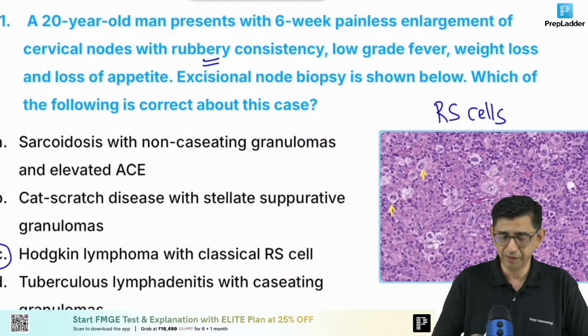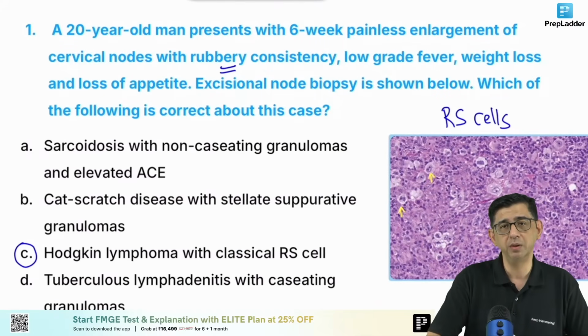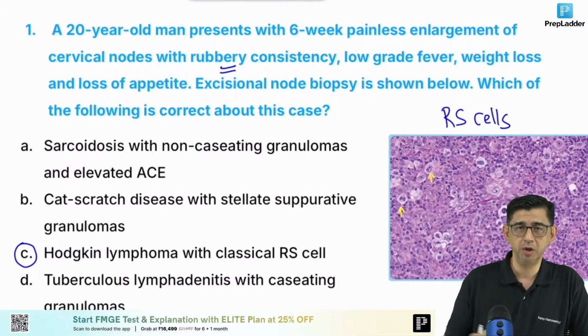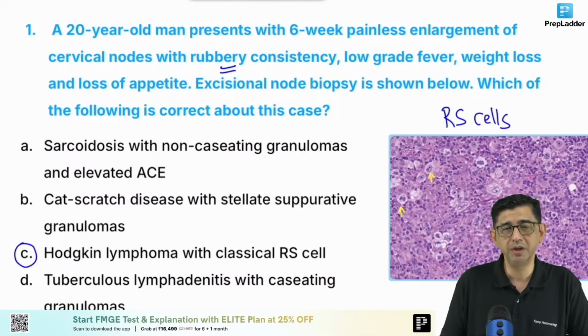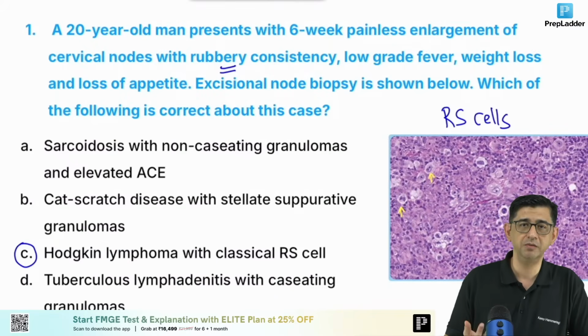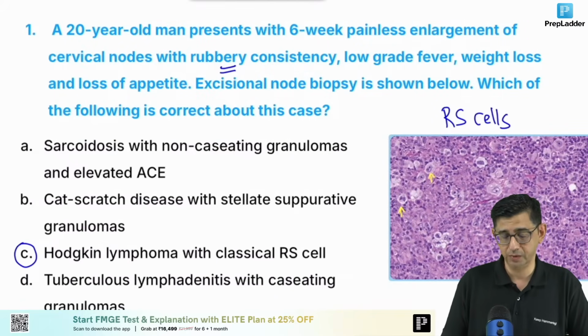I agree that in the Indian subcontinent, one of the important causes for cervical lymphadenopathy is TB. So I will be showing you the image of caseating granulomas subsequently, but a lot of the time, cervical lymphadenitis may not be tuberculosis and could be a possibility of a malignancy as well. Then you get a stellate granuloma in cat scratch disease, and sarcoidosis has non-caseating granuloma.